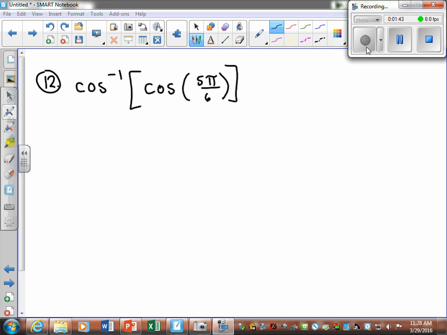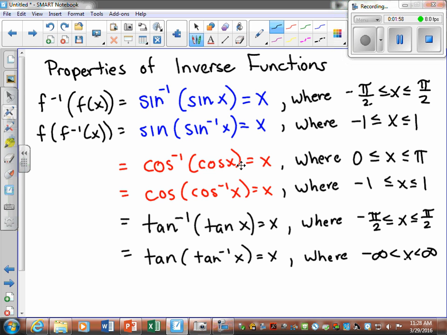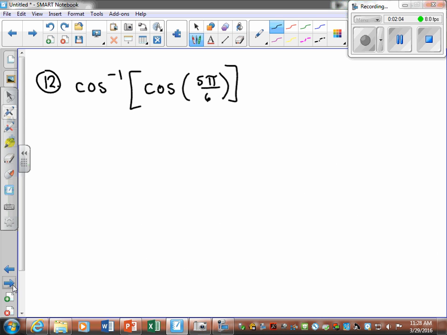Okay, so this is just our first example. Cosine inverse of the cosine of 5 pi over 6, and we want to calculate that. If I look back to the previous page, cosine inverse, that's going to match this one right here. Well, it just says our answer is equal to x. Well, what is the x in our particular example? 5 pi over 6. So the answer is just 5 pi over 6.